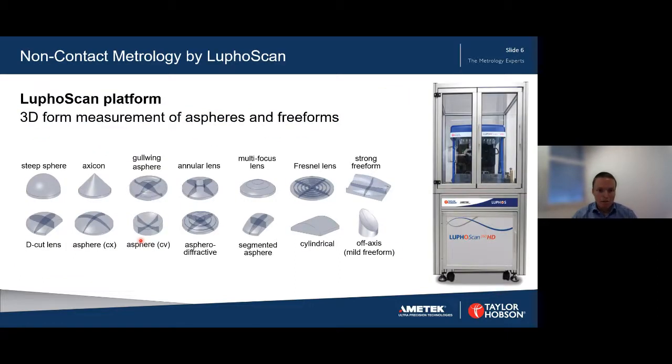Yeah, the LUPHOScan system is a very versatile optical metrology solution. So you can measure all kinds of surface types, from steep spheres up to hemispheres, aspheres, convex or concave, special types like gull-wing aspheres. You can measure segmented optics like a D-cut lens, or segmented lens, annular objects. There can be steps like on a Fresnel lens or a spherorefractive. You can also measure freeform surfaces.